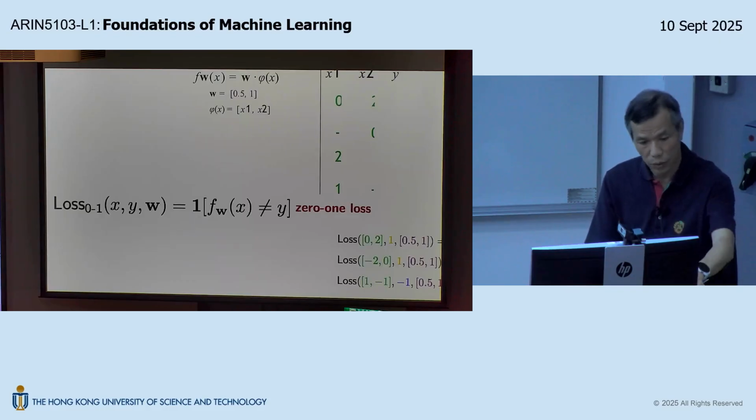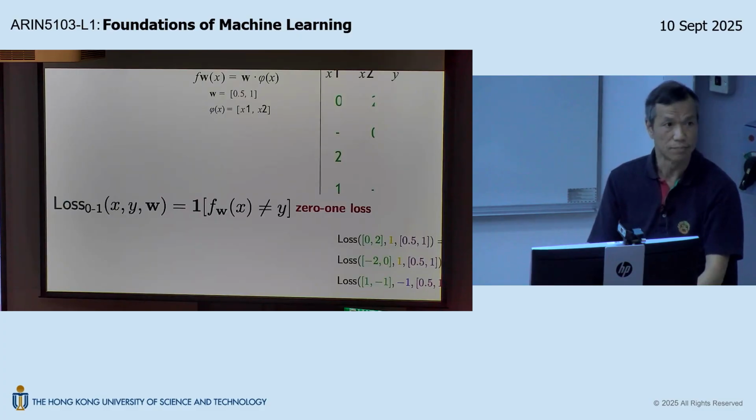Otherwise, when your prediction is the same as y, then this argument is false, and this indicator function will return 0. So that's why it is called a 0-1 loss. Very simple and intuitive. Agree?